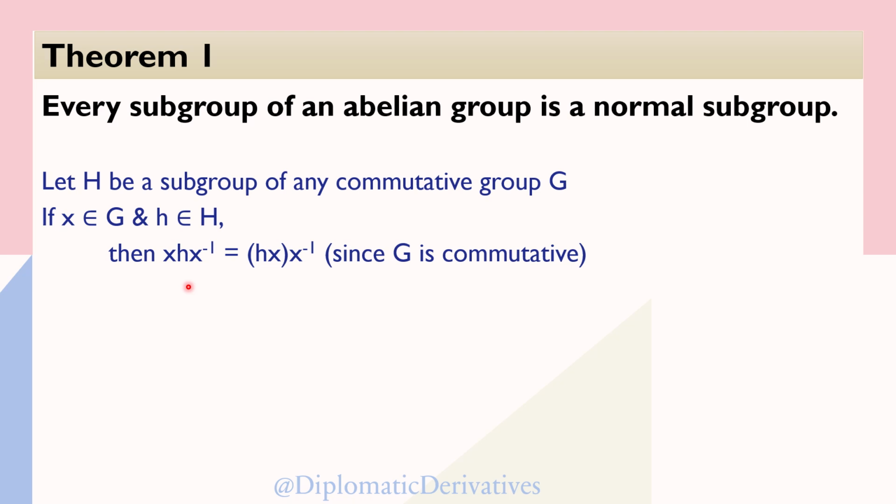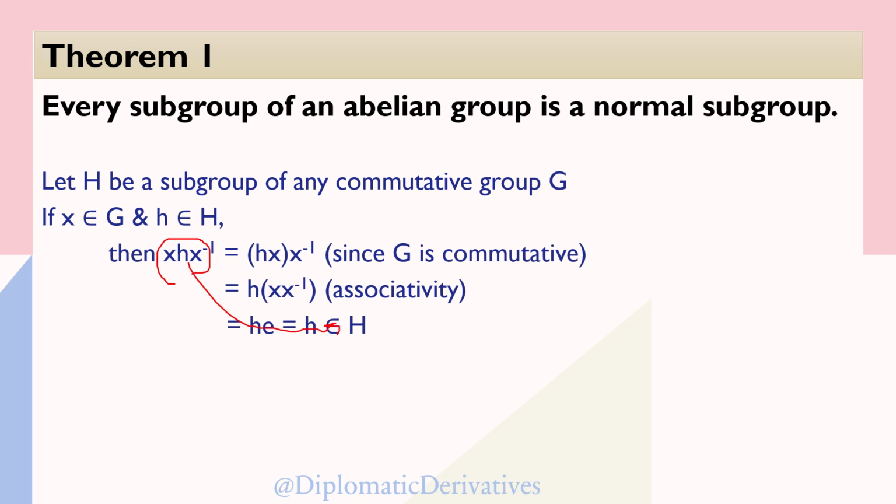So you take that x h x inverse, and with that, what do you do? x h can be written as h x since G is commutative. Now, since it's a group, it's also associative. So x and x inverse can be written together. This x and x inverse will become the identity. So h e will be equal to h, and this h is an element of capital H. Therefore, the thing that we took in the beginning, x h x inverse, is also an element of capital H.